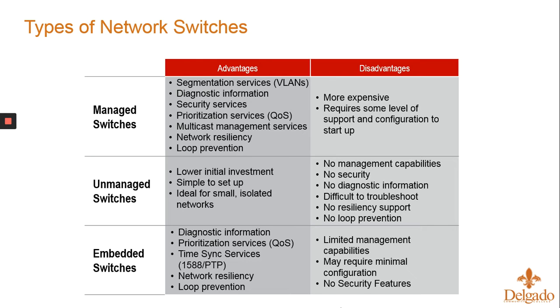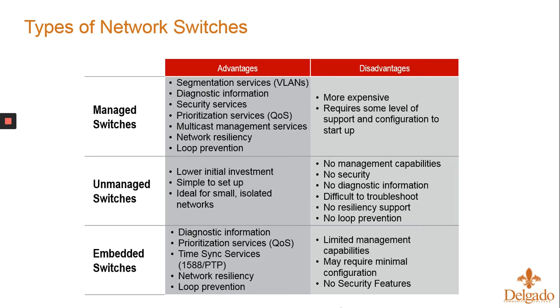Unmanaged switches. The biggest advantage of an unmanaged switch is really that it's a lower cost, and they're very simple, and they're good for small and maybe isolated networks. So if you're just trying to put a small system together in a panel and you don't really need to worry about connecting to other things, sure, an unmanaged switch would be ideal for that.